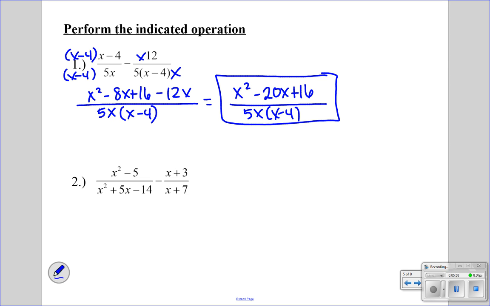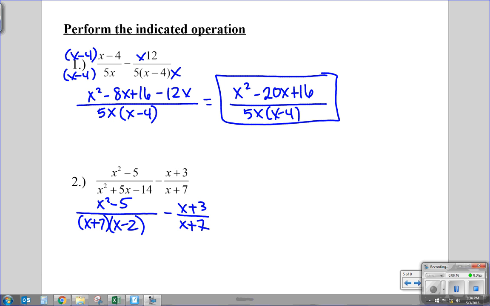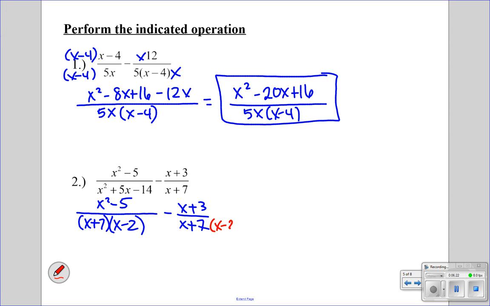All right, our next one. We have x squared minus 5 all over x plus 7 times x minus 2, minus x plus 3 over x plus 7. So what we're going to do, all we have to multiply the second one by is x minus 2 to get the same denominator.